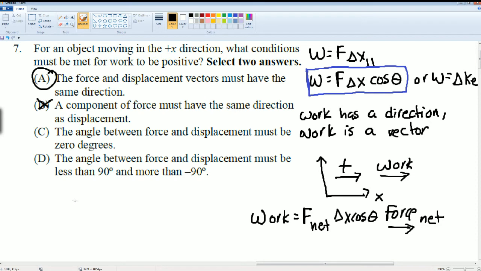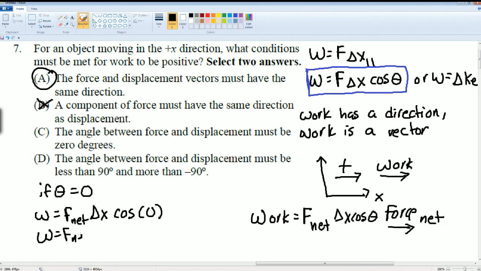What? So wait, hold on. Are you saying the theta here has to be less than 90? If theta is less than 90, it's going to change this. The angle between force and displacement must be 0 degrees. So if theta equals 0, then the work equals F net delta x cosine of 0. Note that cosine of 0 is equal to 1, so F net delta x is equal to 1. So here it becomes the same direction. So this is correct, right? The force and displacement must be in the same direction, and the angle between the force and displacement must be 0 degrees. That is how you get the force to be moving in the same positive direction as your force.